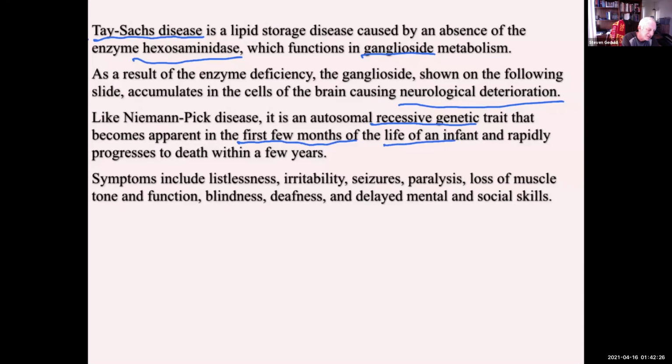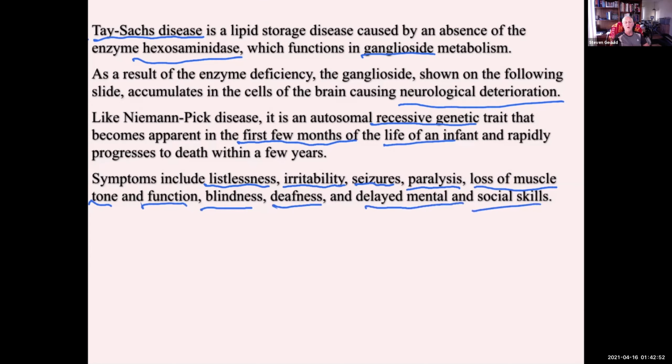You will see listlessness, irritability. No babies are ever irritable, right? Seizures, paralysis, loss of muscle tone and function. So the big key is the baby starts to develop muscle, and then they regress. The muscle tone gets less. You get blindness, you get deafness, delayed mental and social skills.